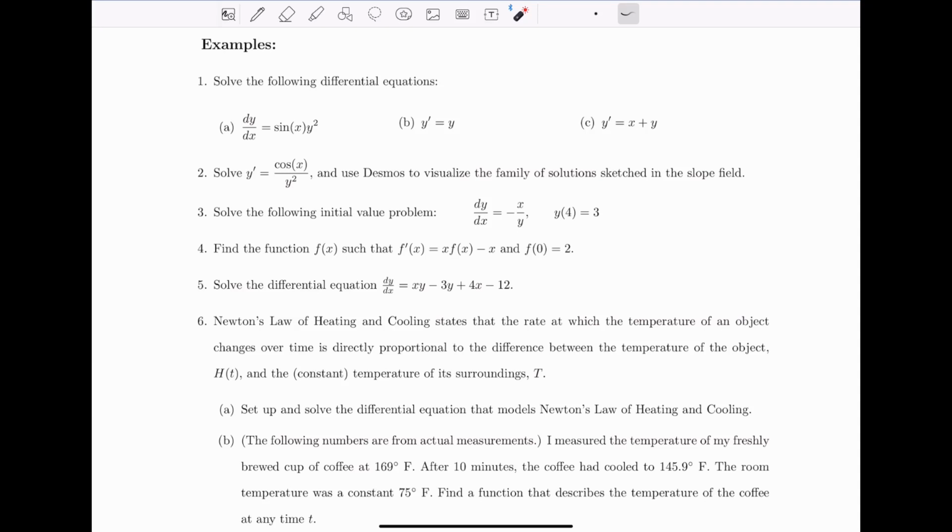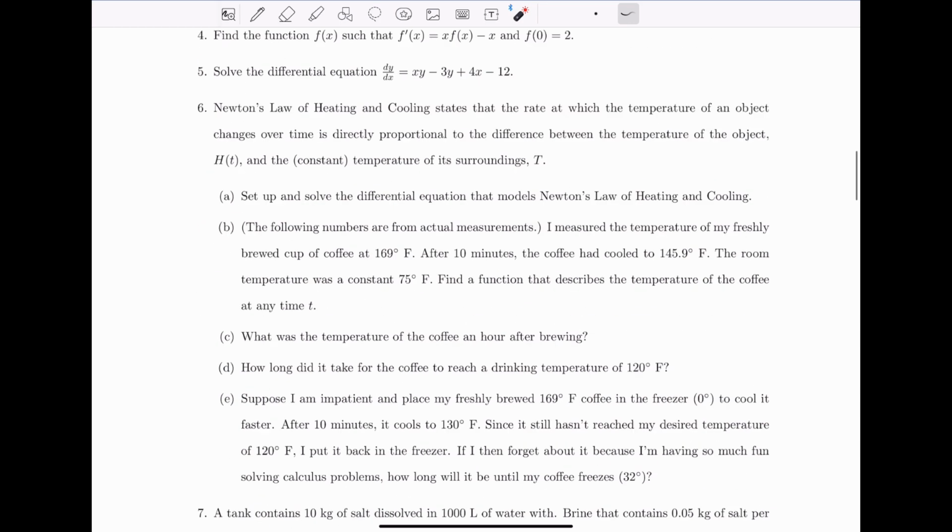Let's continue to practice the technique of separation of variables. In this video, we will solve examples 2 through 5.